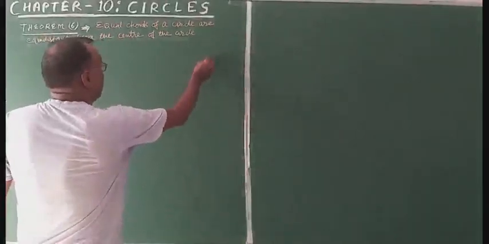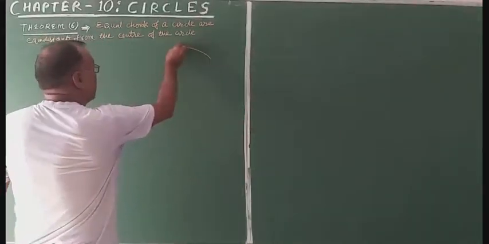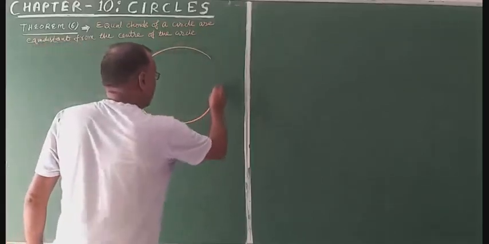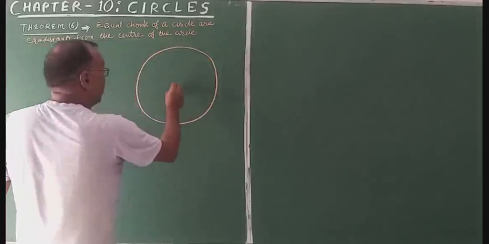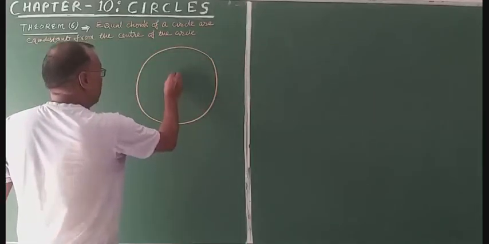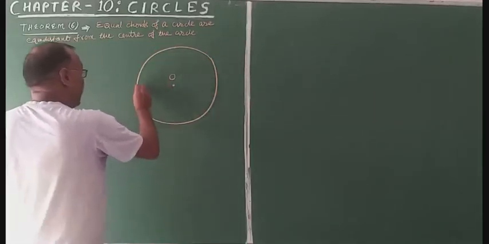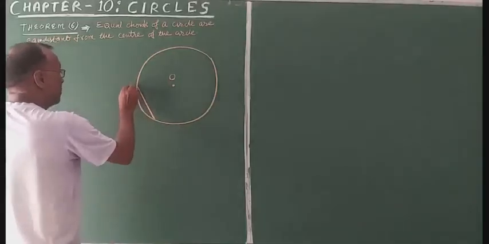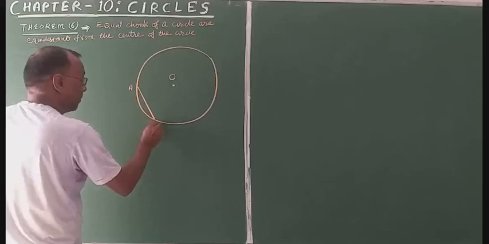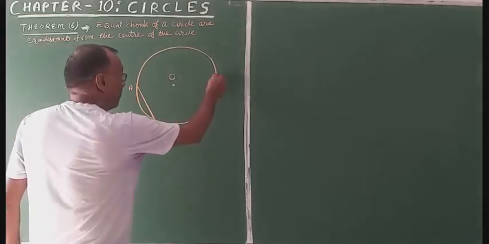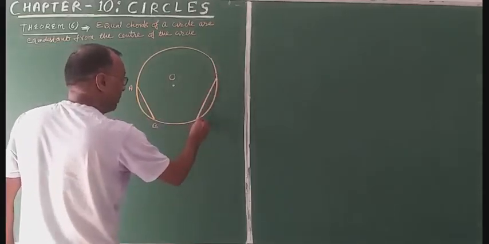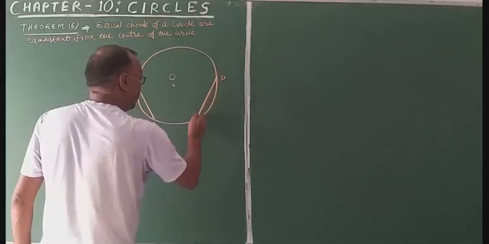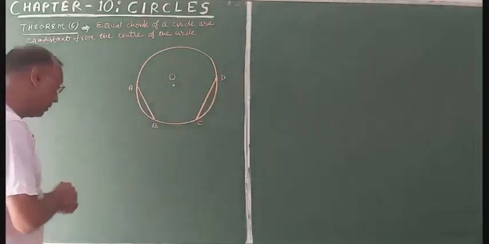Suppose this is center O, and these are the two equal chords, AB and CD. AB and CD. Is it there? What you are given?